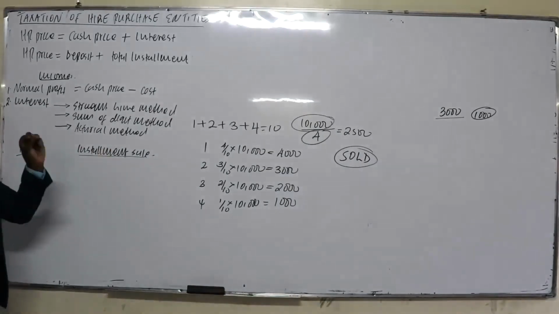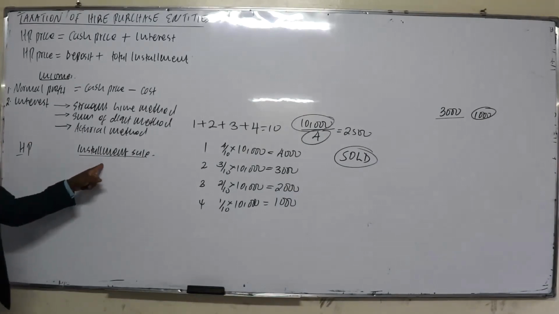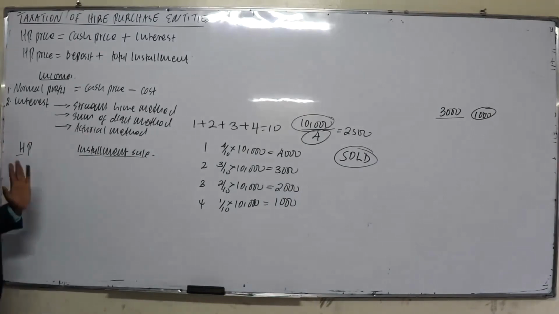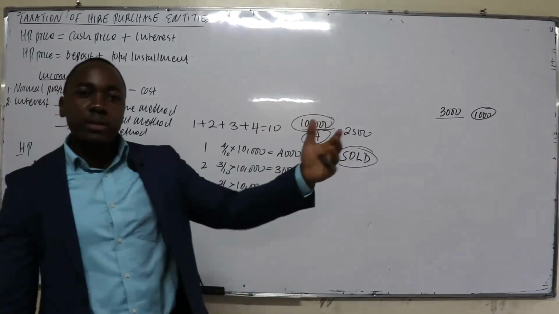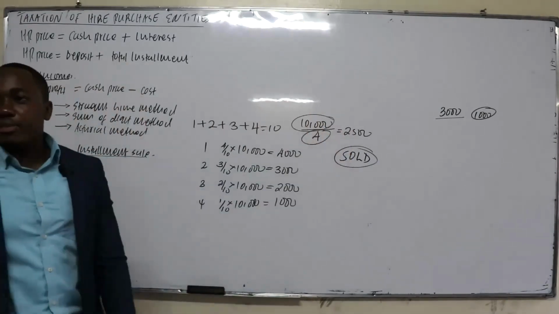Installment sales possession will only be after full payment. Hire purchase, on the other side, attracts interest. Installment sale does not attract interest. Hire purchase requires a deposit. Installment sale does not require a deposit. All the amount is paid in installment. For hire purchase, there is an agreement of a specific amount that you'll be paying for each installment. But for installment sale, or the lipa mdogo mdogo, you only pay what you have.